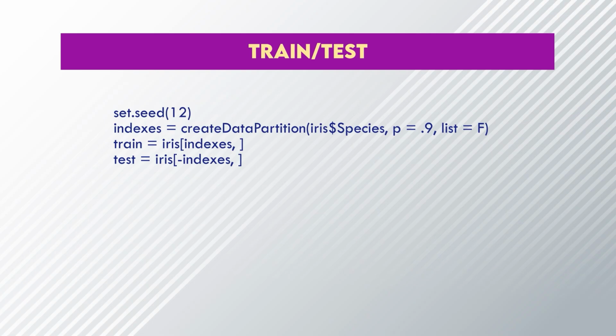Now there is a train. In the next line, you are taking the indexes from the createDataPartition and storing them into train. So the train variable will contain 90% of the samples for training, and the test variable will contain the remaining 10%. That is why it is written as minus indexes. This is a symbol we have already used, but here it represents not indices. Whatever indices are stored in the variable indexes, all the others will be stored in the test data. If there are 100 samples, 90 samples are stored in the train variable and 10 samples are stored in the test variable.